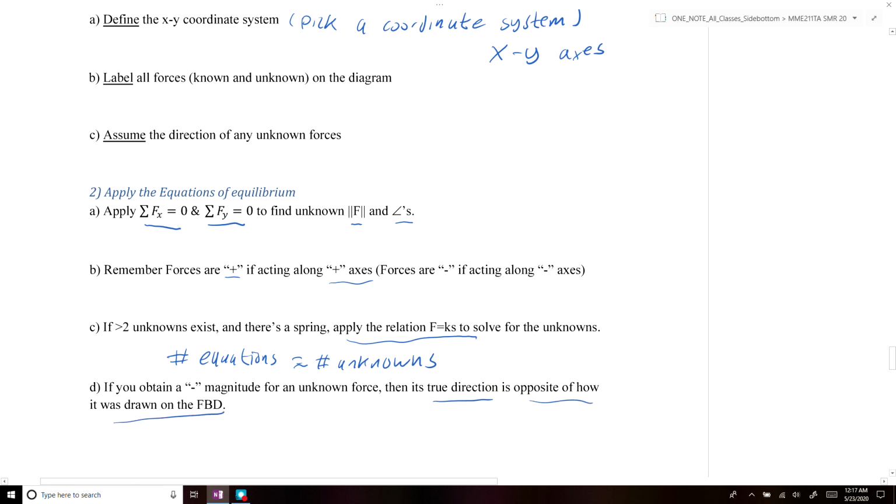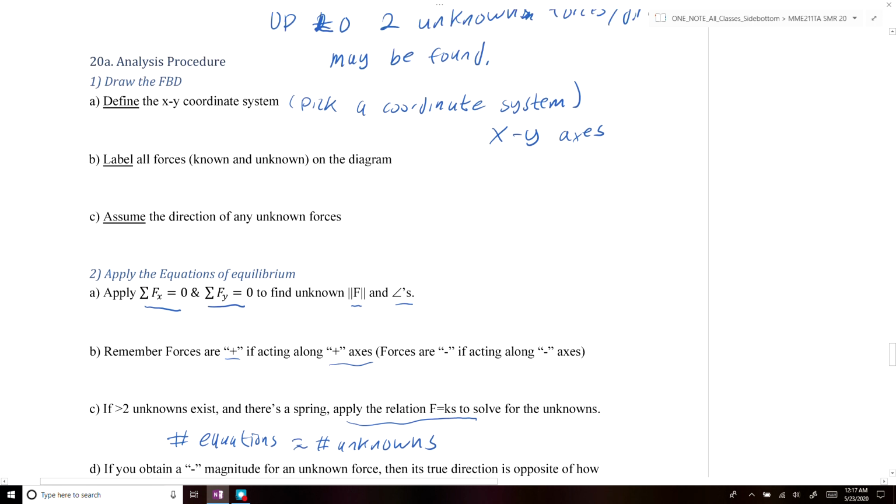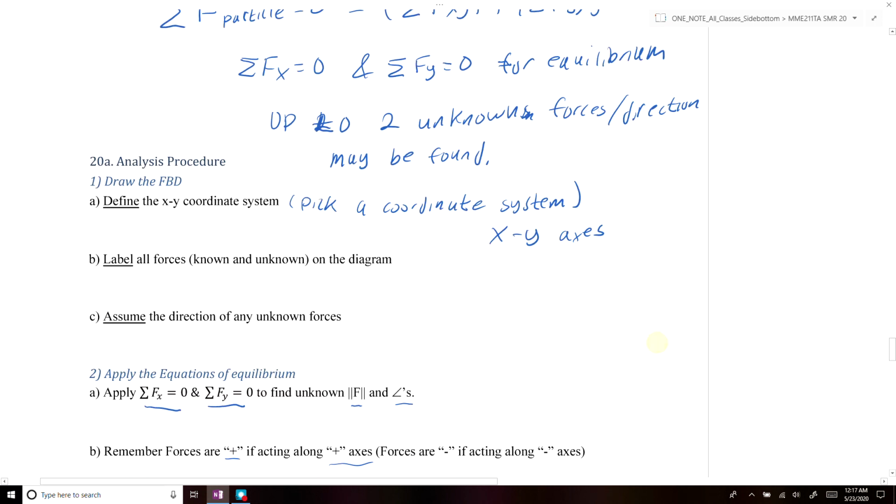So that's the procedure we're going to follow to solve the next couple of example problems for when you have a particle in equilibrium in 2 dimensions.